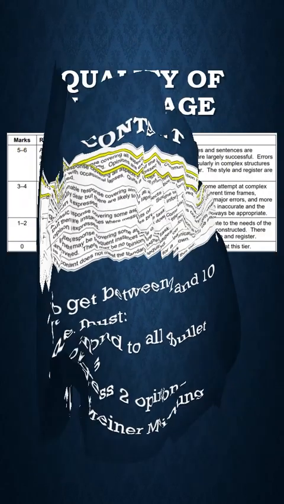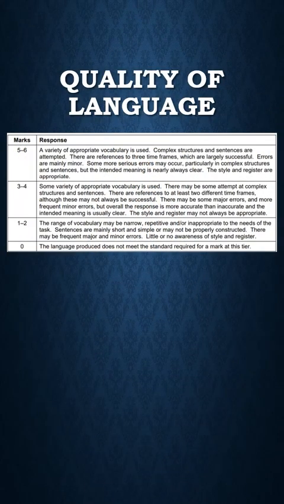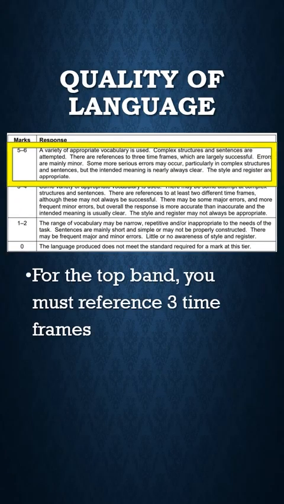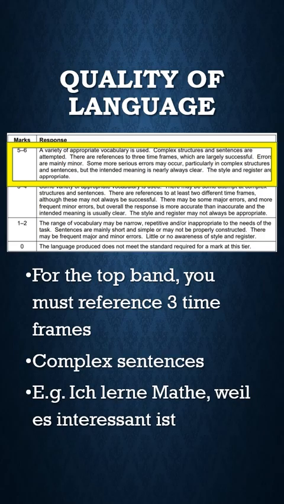Then quality of language, to get into that highest band, you must reference 3 time frames, for example, past, present, future. You need to use complex sentences. So, for example, ich lerne Mathe, weil es interessant ist. I learn maths because it's interesting. So, using subclauses, weil, because, obwohl, or though.